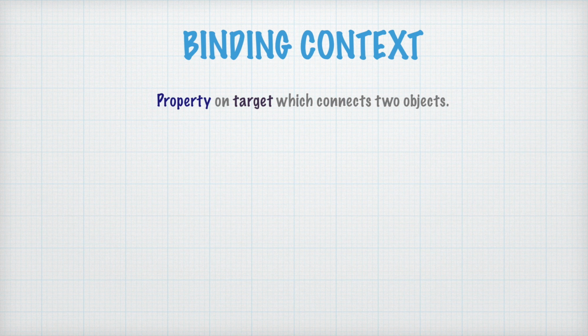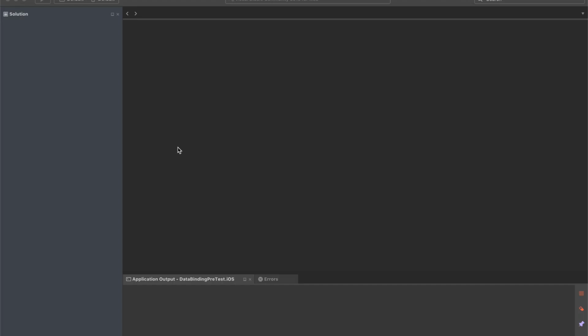Before we start the coding, let's understand the important factors in data binding. Binding context is something which we need to understand. Binding context is a property on the target object which connects these two objects. Like we saw in the previous example, slider was changing the value and the text box was changing its property. That is the binding context. So let's dive into code.